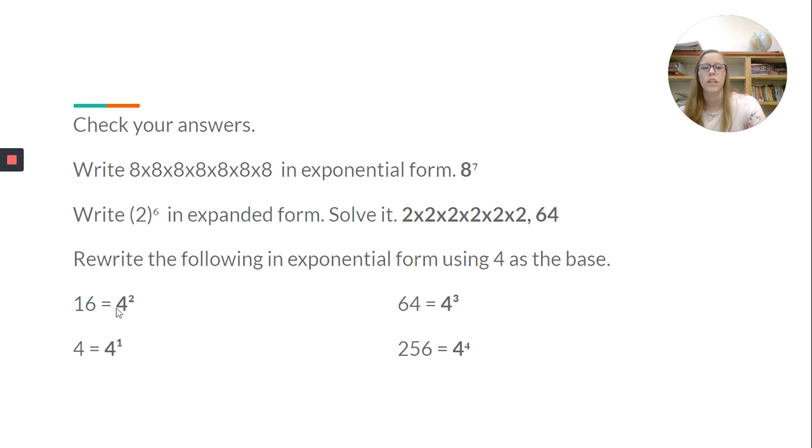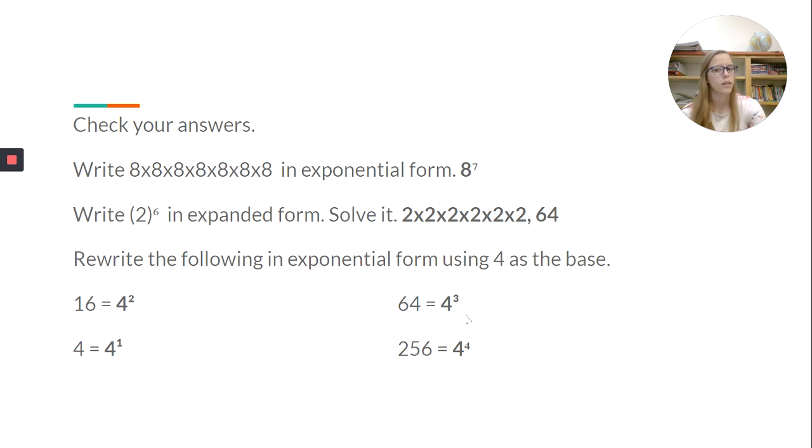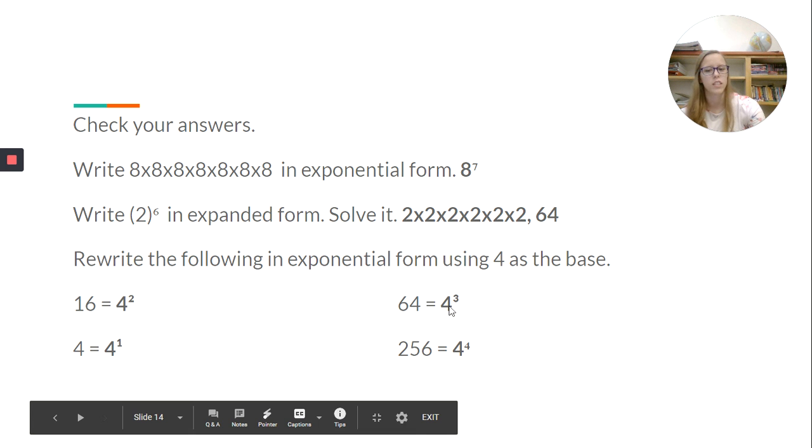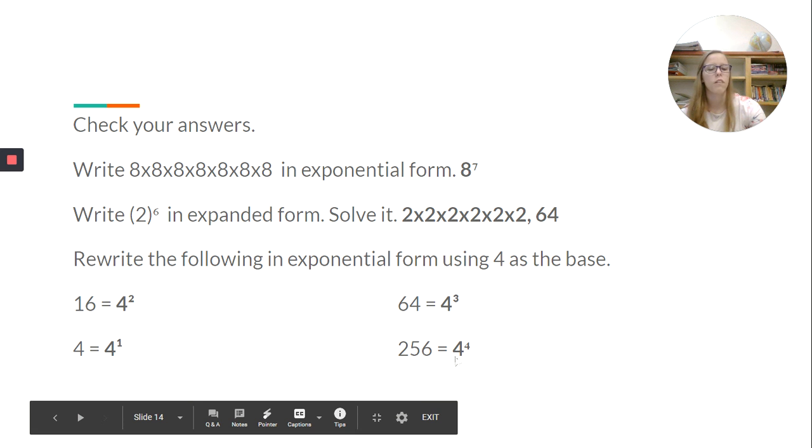So we have 4 times 4 gets us to 16, so that's 4 squared, or 4 to the second power. We have 4 equals 4 to the first power. 64 is 4 to the third, because we take 16 times 4, and that gets us to 64. And then 64 times 4 gets us to 256 for 4 to the fourth.